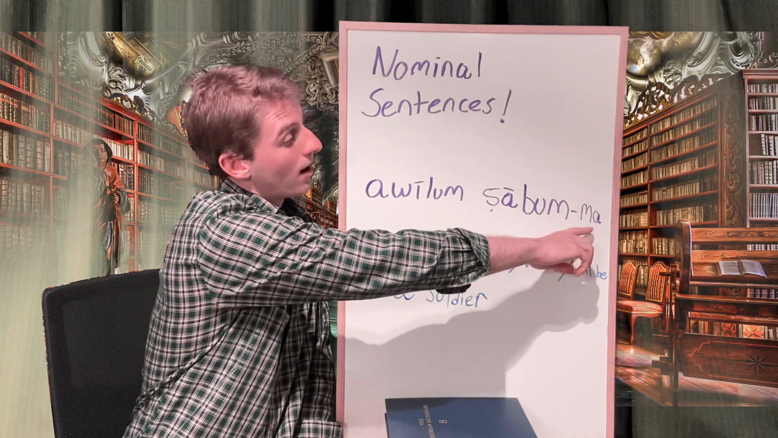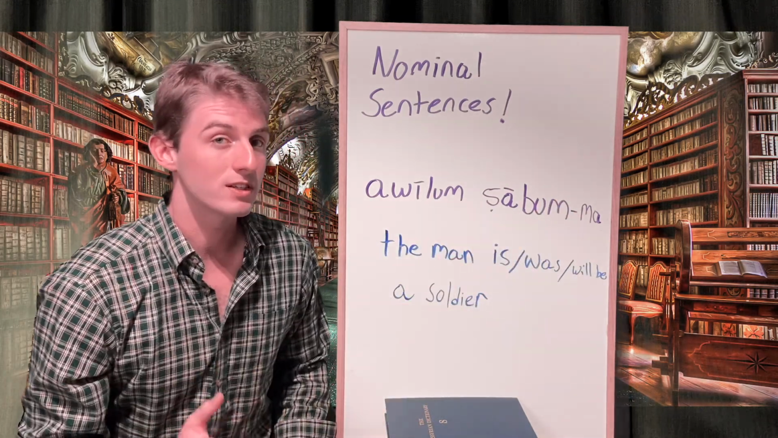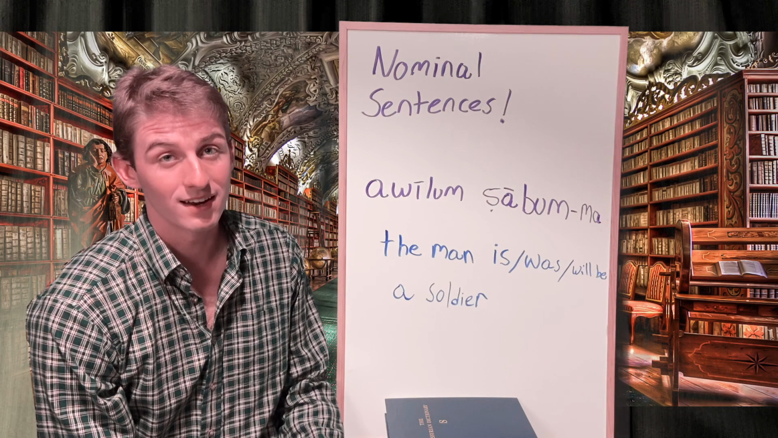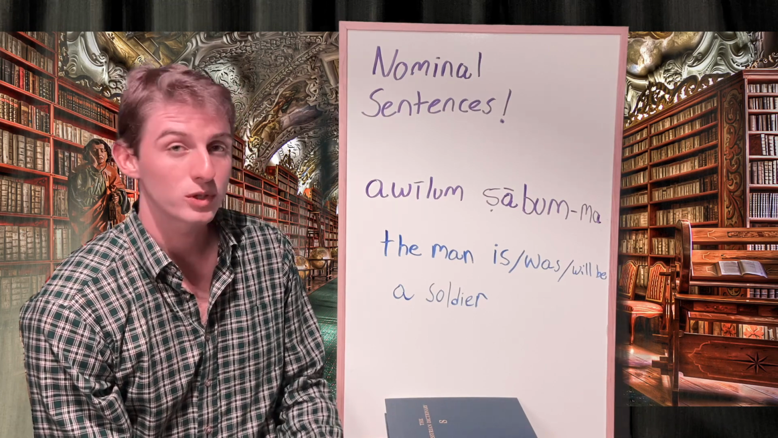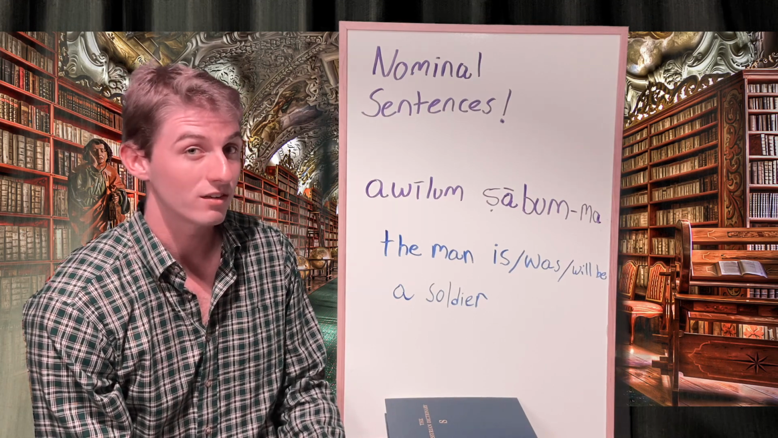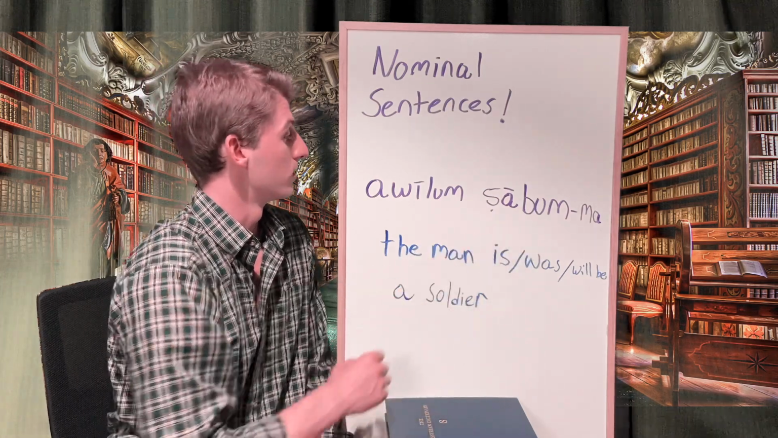Last we have ma, which is a particle. Now this particle can sometimes be translated as then, but in this case, it's going to have no translation and is only used as a signifier to denote the end of our nominal sentence.